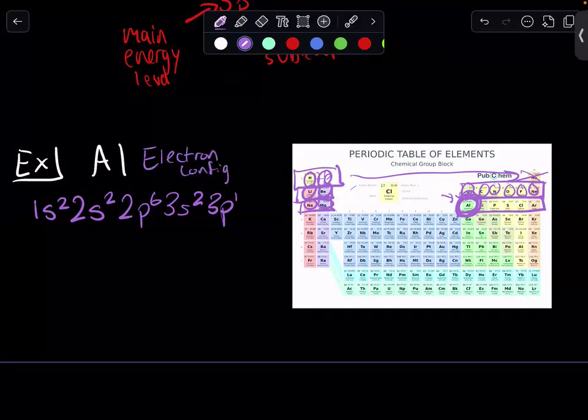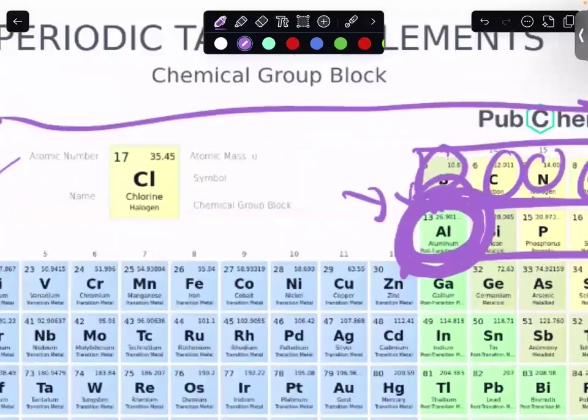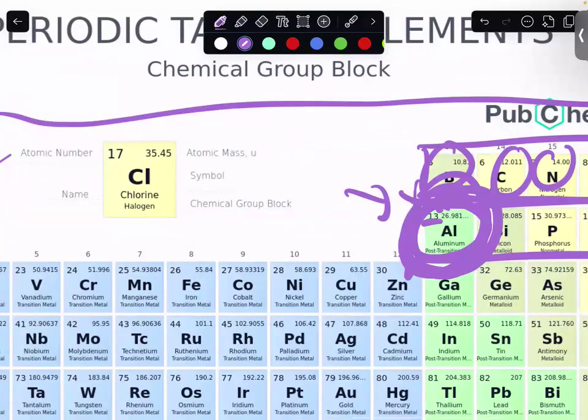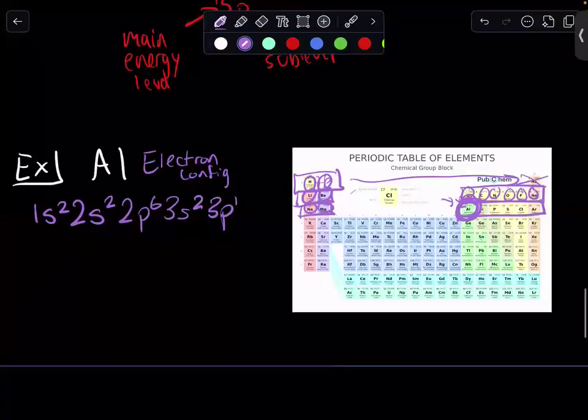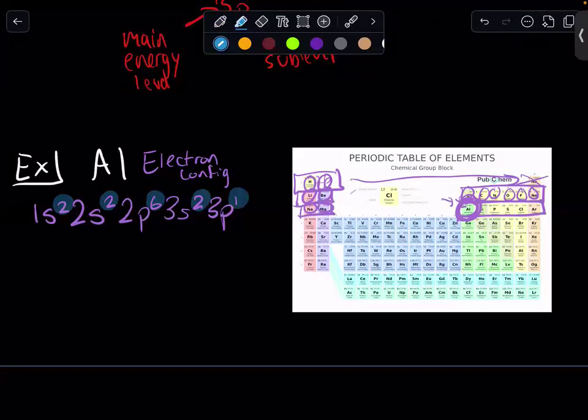We can do a couple checks. If I look at aluminum, it's element 13, meaning it has 13 protons and 13 electrons. So if I count all the electrons, I should get 13. 2 plus 2 plus 6 plus 2 plus 1. That does equal 13, so we do have the correct number of electrons. We can see that its energy levels, 1 is completely filled, 2 is completely filled, 3 is not completely filled, but that's all right. The s orbital has 2 and the p orbital has 1.